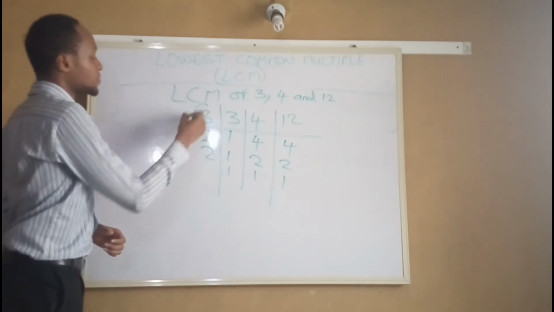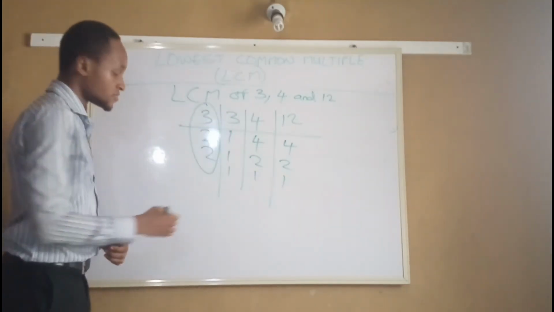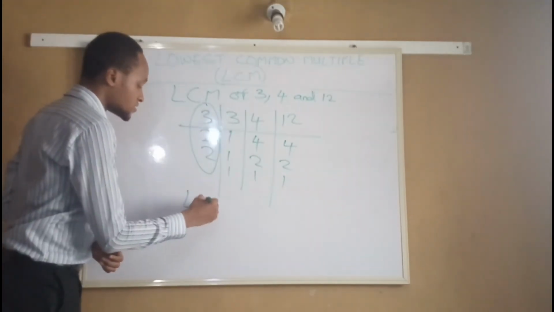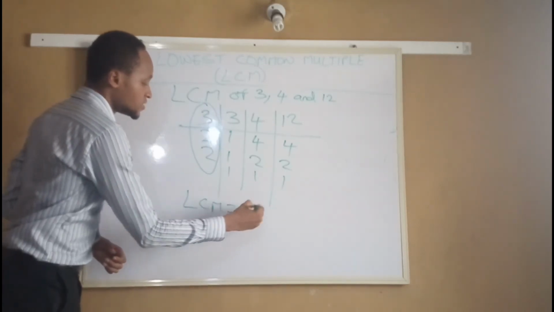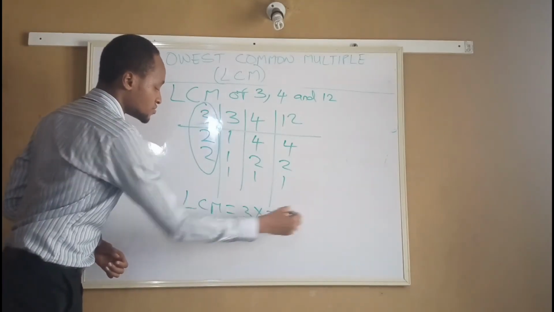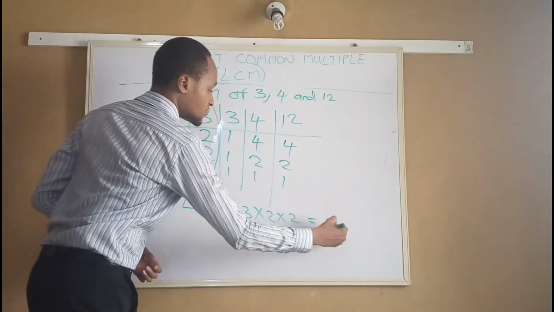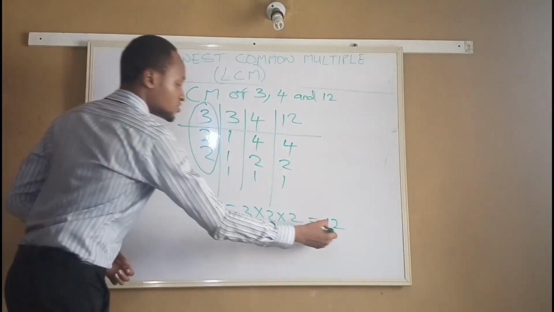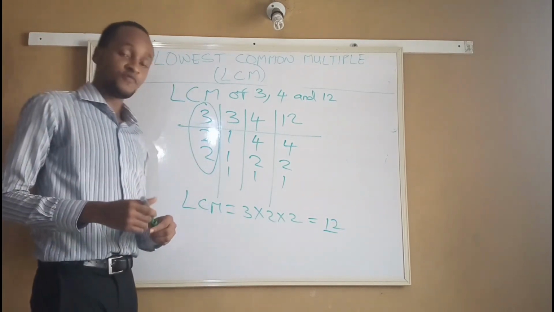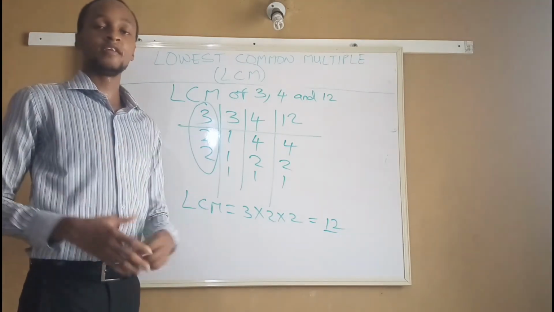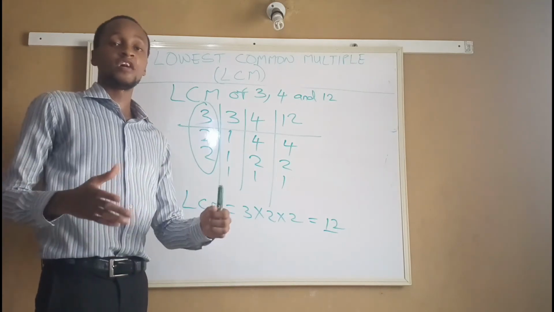Now we're going to multiply all these numbers. And that's where you get the LCM. 3 times 2 times 2 is equal to 12. So the LCM is what? 12.